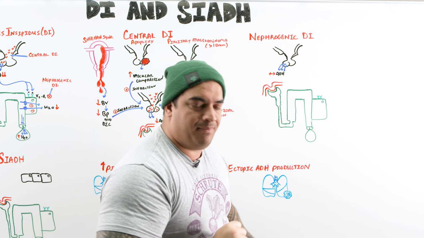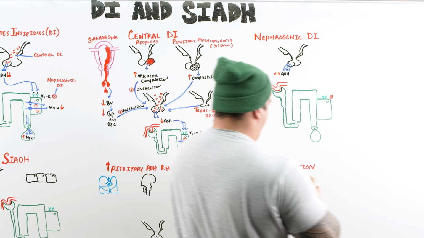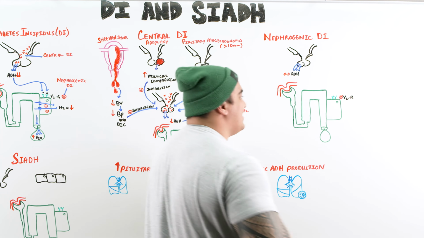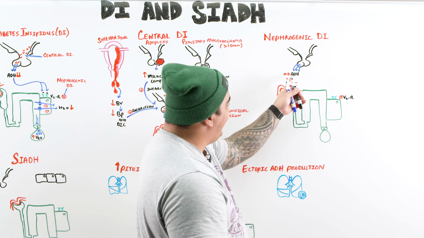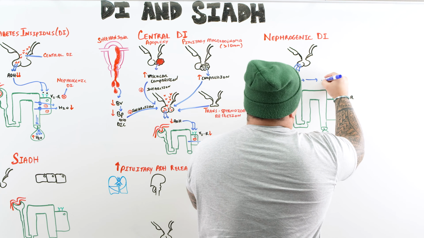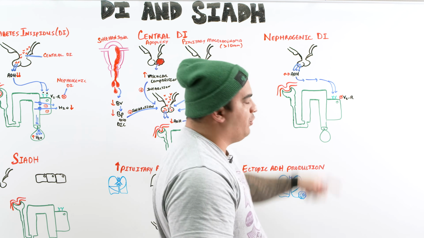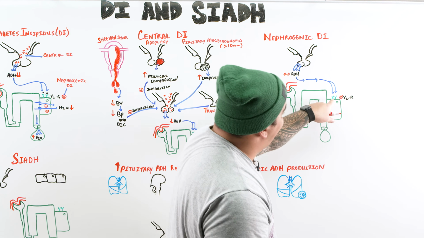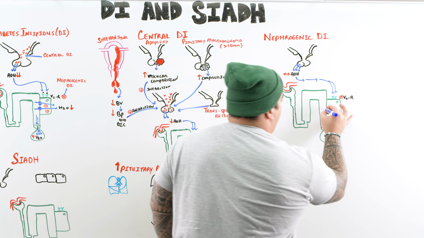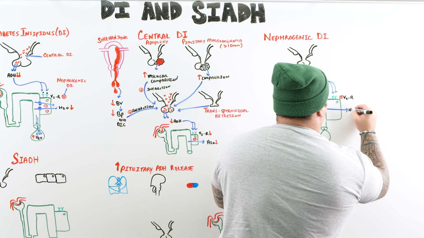But here's where the problem is. The problem exists here. There's dysfunction in these V2 receptors. They're just not working. So ADH is being produced, which means that it's circulating through the bloodstream and it's trying to come here and act on these V2 receptors. But it doesn't exert any effect on the V2 receptors. Because of that, water will not be reabsorbed.